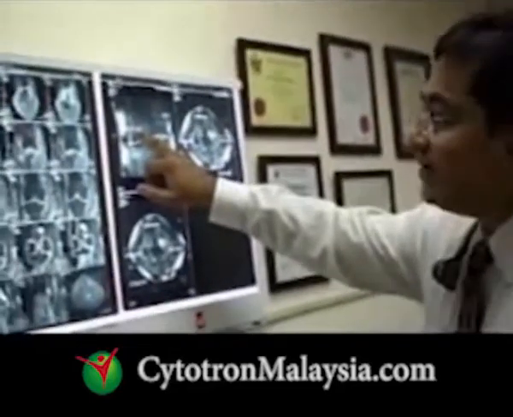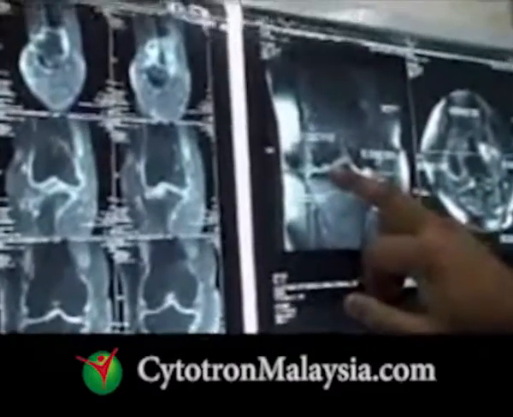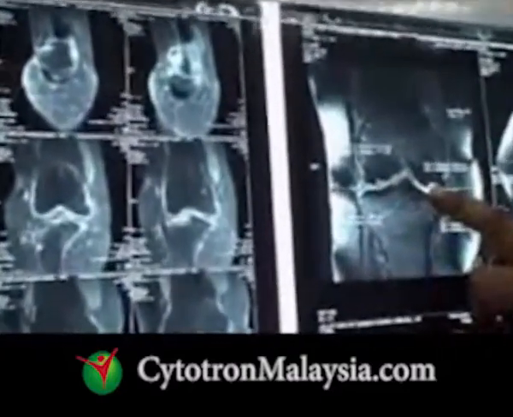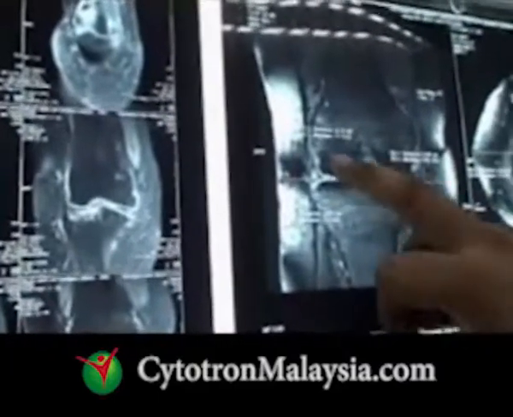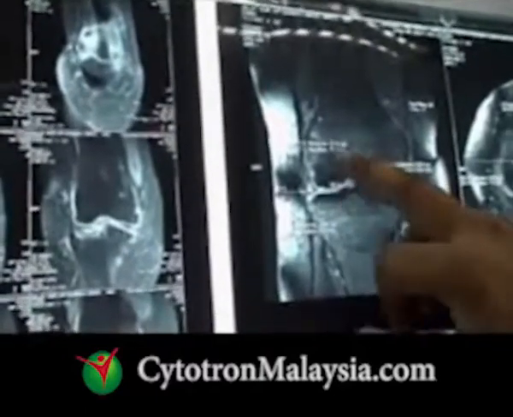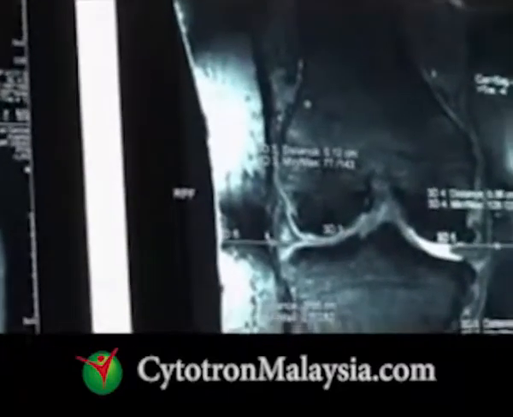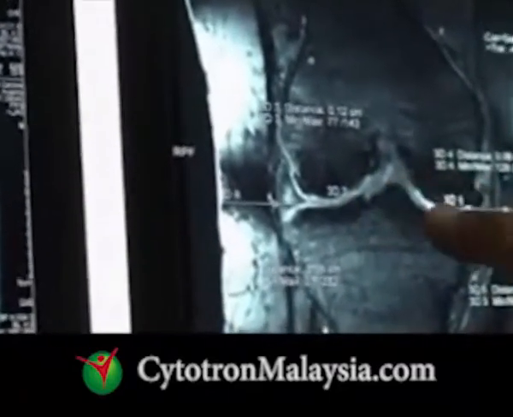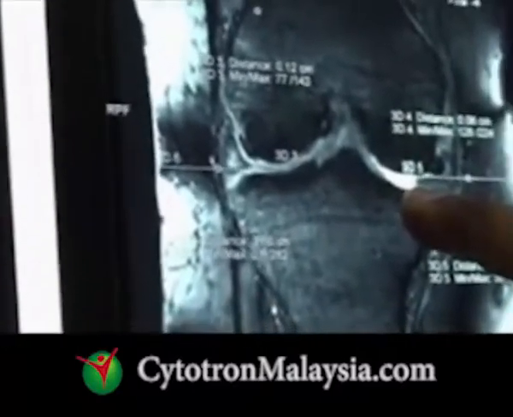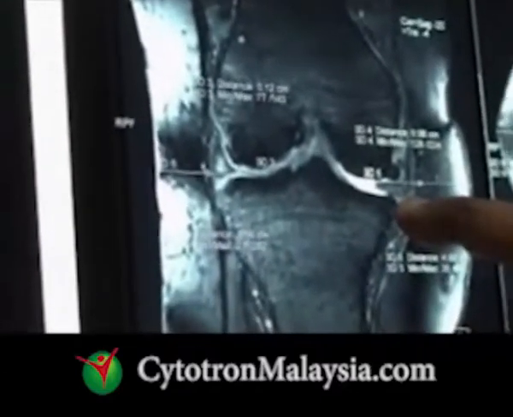Now we determine the thickness of the cartilage by seeing a certain figure here, which is the distance between both these bones. That will tell us how thick or how thin the cartilage is. As you can see here, D3 actually shows the thickness of the cartilage, which is just 0.12 cm, showing the cartilage is very thin and has definitely undergone a lot of degeneration over the last few years. This shows the bone density of the femur and the bone density of the tibia.